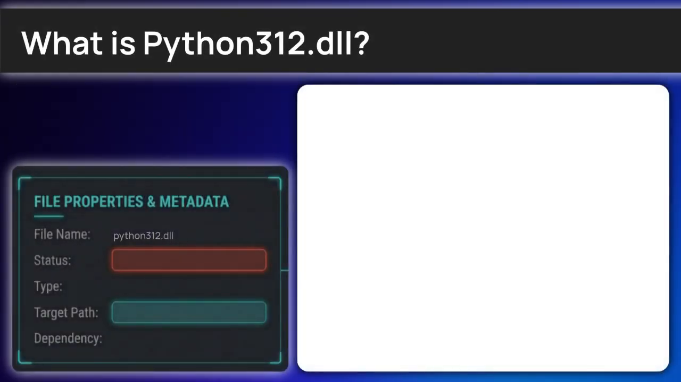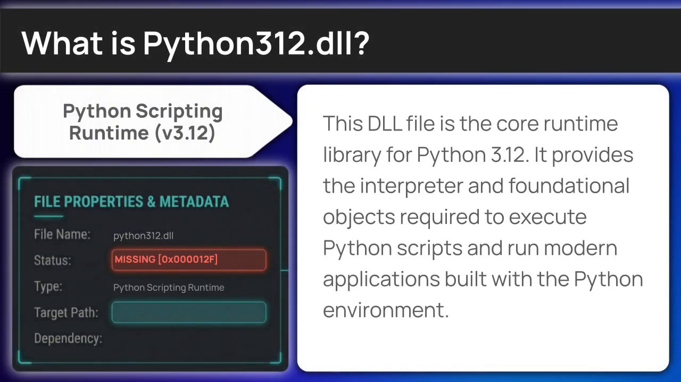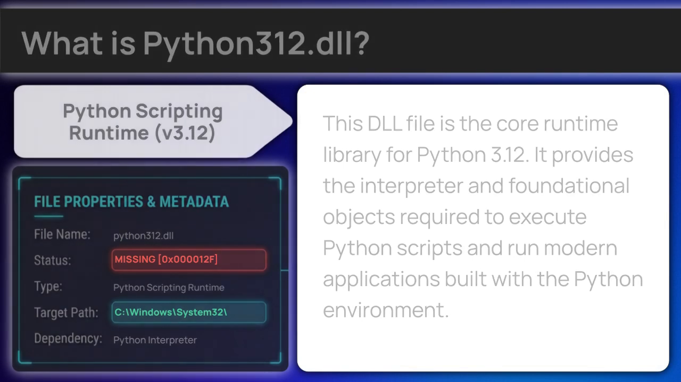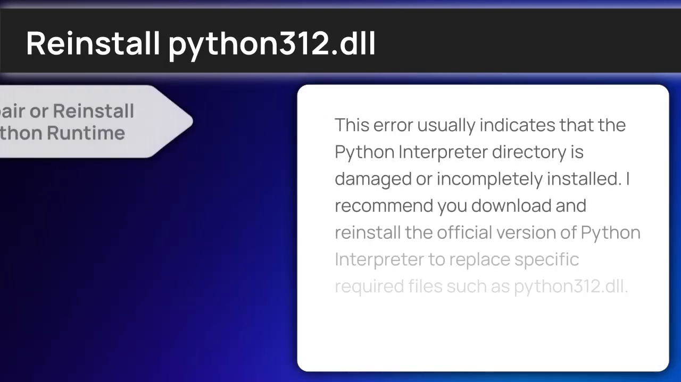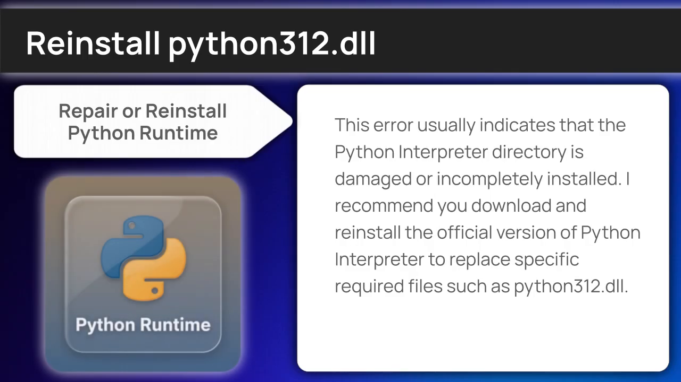This DLL file is the core runtime library for Python 3.12. It provides the interpreter and foundational objects required to execute Python scripts and run modern applications built with the Python environment. Since we've covered what this file is, let's move to the primary fix. This issue indicates a problem within the Python interpreter installation. Reinstall the latest version of Python interpreter from the official site to restore the Python 3.12 DLL safely.